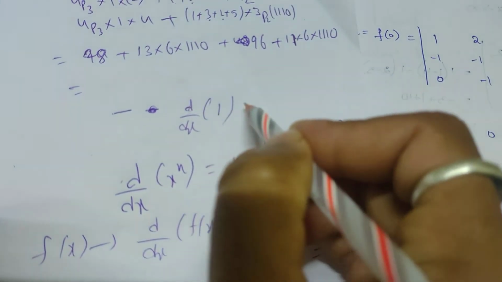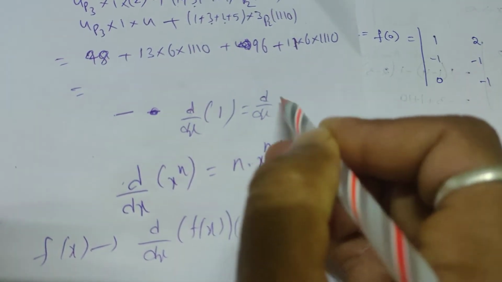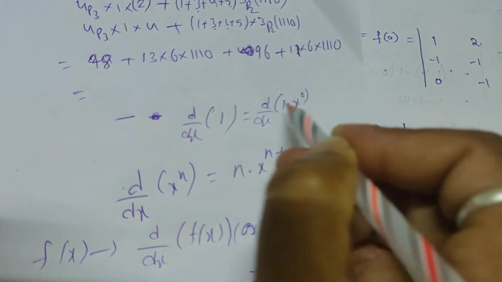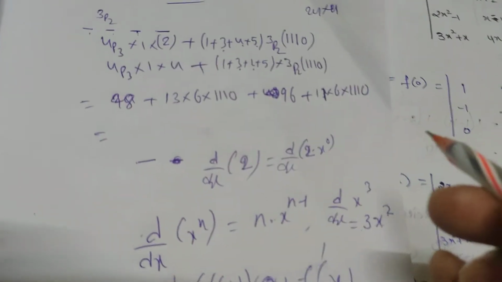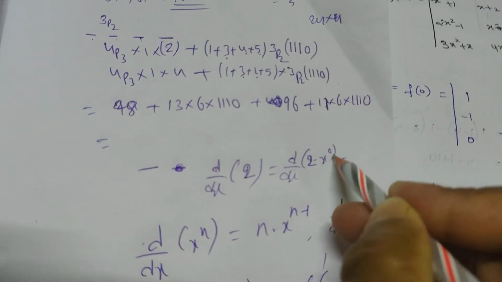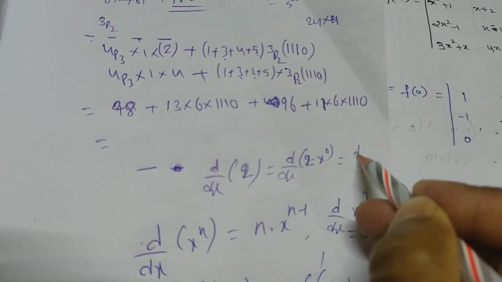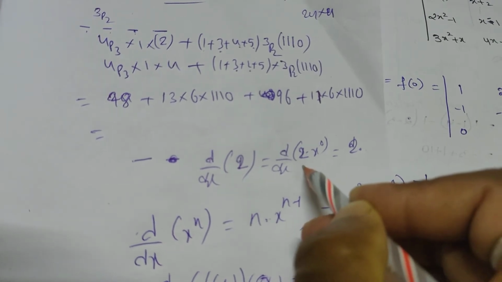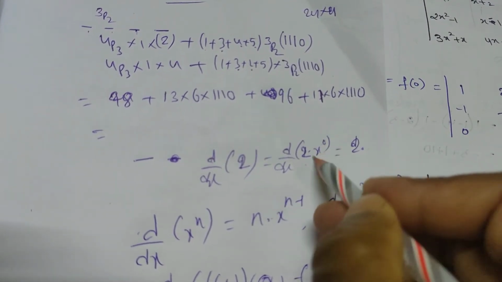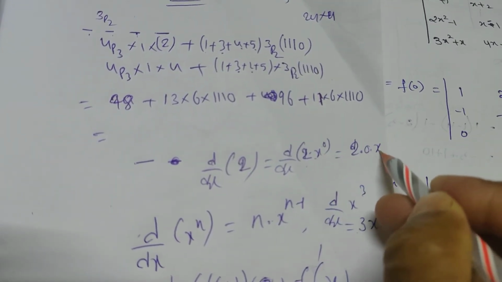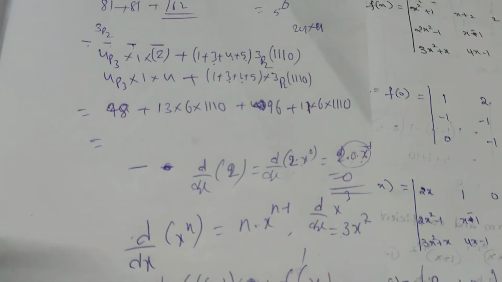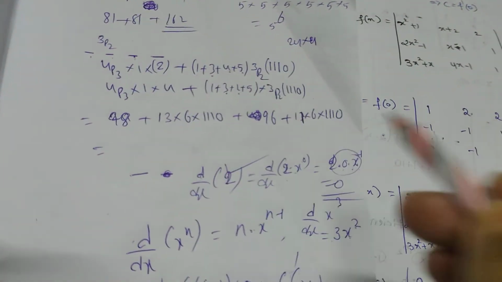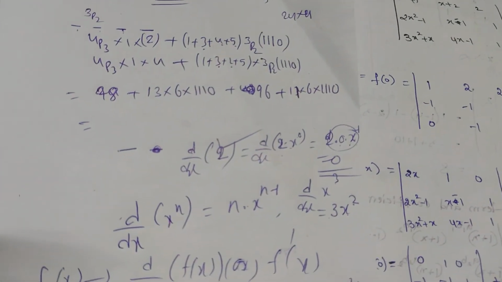For this derivative, write the constant as 1 into x power 0. Suppose you take 2 into x power 0, no problem. The power is 0, so we get 2 into 0 into x power 0 minus 1, that is x power minus 1. 0 times anything gives 0. So remember, the derivative of any constant is 0.